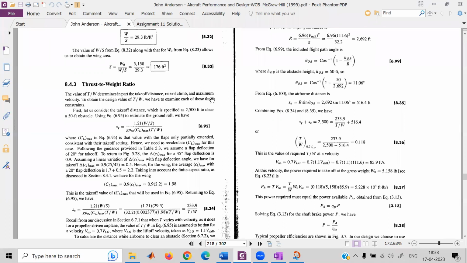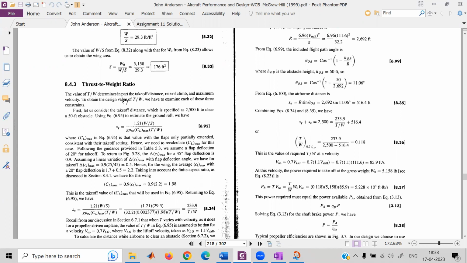Now we want to see whether rate of climb and maximum velocity constraints are also satisfied, because takeoff distance is giving us one thrust to weight ratio, rate of climb will give us another thrust to weight ratio, and maximum velocity will give us another thrust to weight ratio.